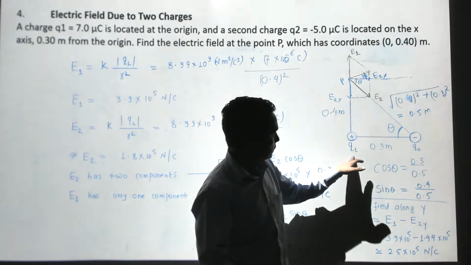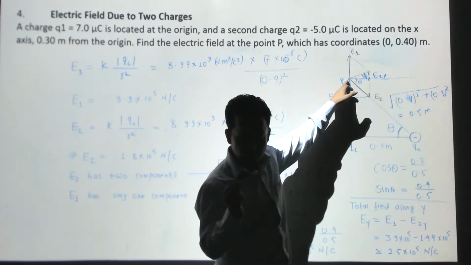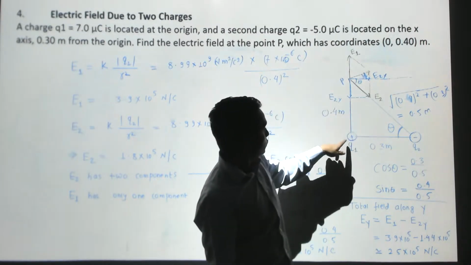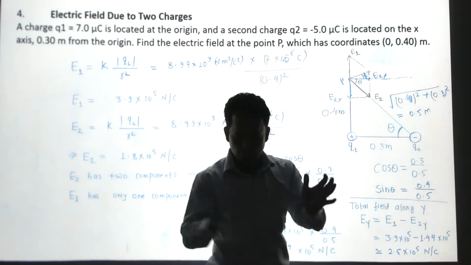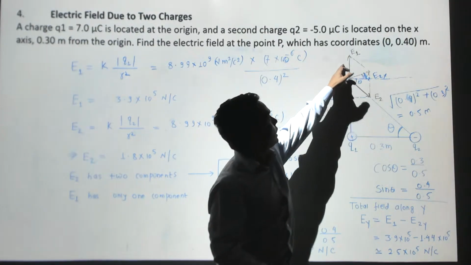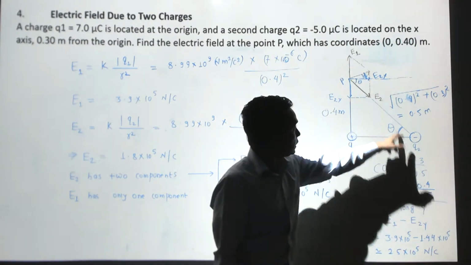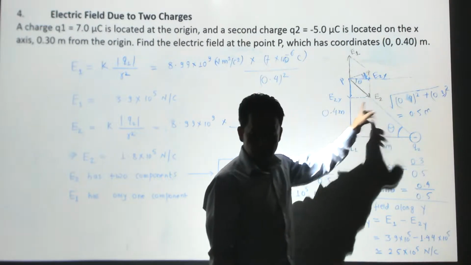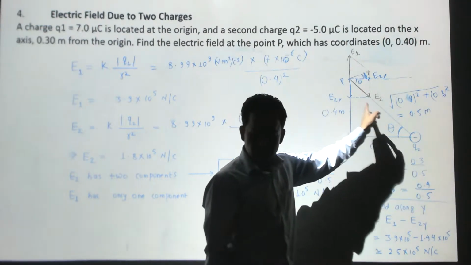So this is a positive charge, this is a negative charge, and we have the test positive charge here, a point P. The electric field due to the positive charge is away from the charge, so this one is radiating outwards. And always remember, the electric field due to the negative charge is always towards the charge. For the positive charge, it's away, and for the negative charge, it's towards.